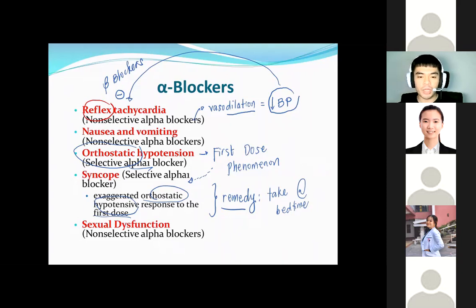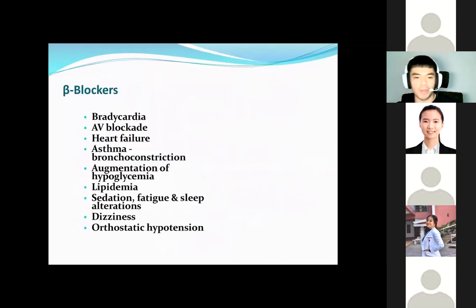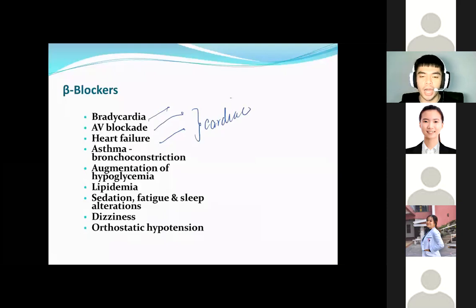And then, common adverse effect also, which is paradoxical, is sexual dysfunction with the use of non-selective alpha blockers. These are the adverse effects caused by alpha blockers. What about beta blockers? For beta blockers, meron silang effect na cardiac, adverse effect na cardiac, meaning affecting the heart, and then extracardiac. For the cardiac effect of beta blockers, we have bradycardia, AV block, and heart failure, which are directly related with the drug SMOA. You know that beta blockers are depressants, so pwede ito mangyari.